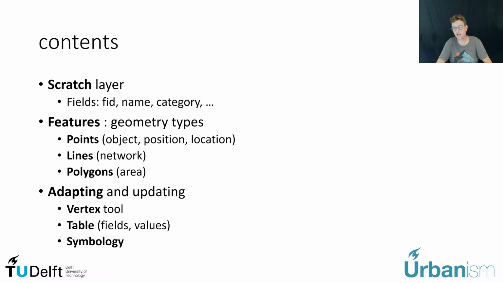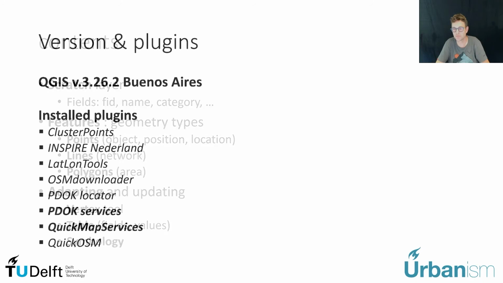Features drawn by yourself can be points, like an object or indicating a position, lines representing networks, or polygons representing an area. Based on this tutorial, you will learn how to adapt geometries using the vertex tool. Besides, you will know how to update and complement data using the table and fields. Finally, we will show you how to use this information for improving the visualization. We hope you enjoy this tutorial and that you make use of it during the design course.